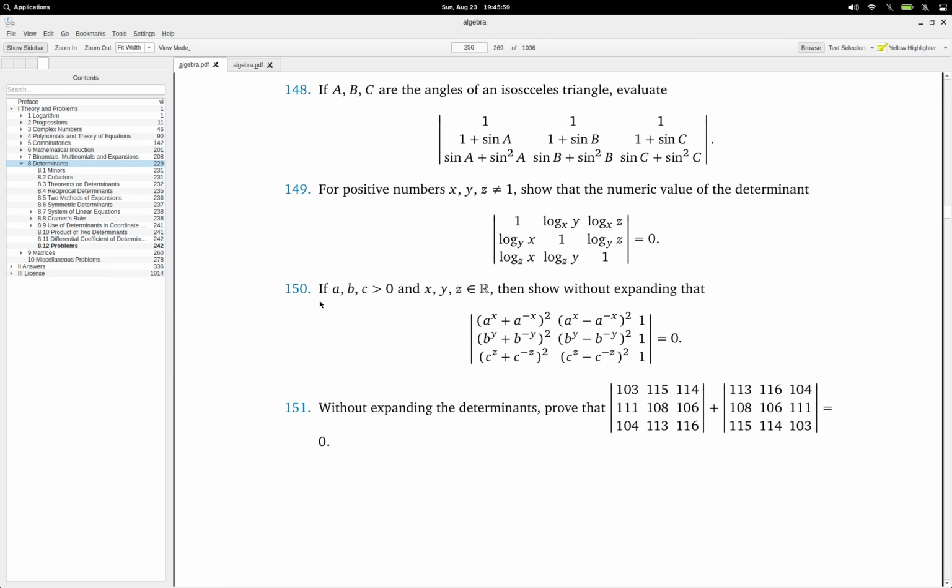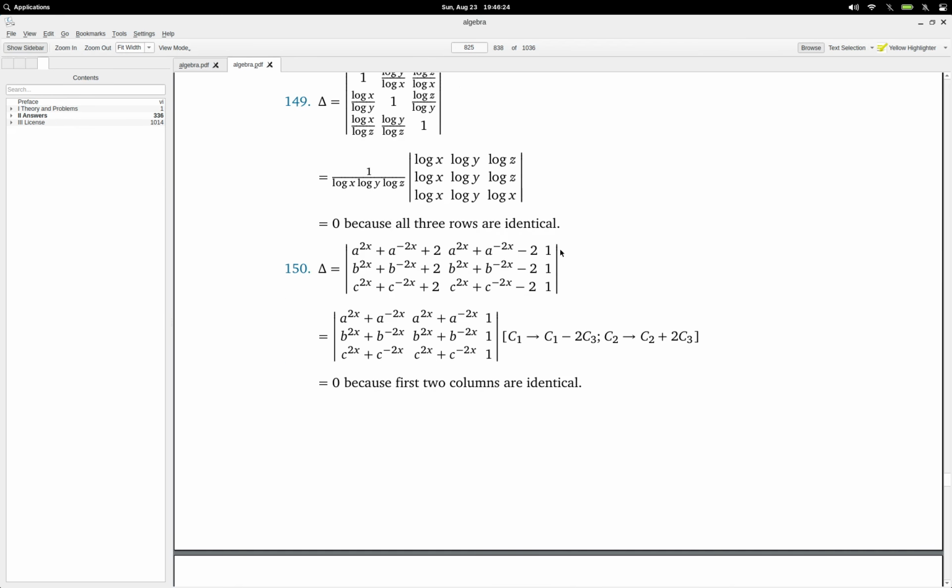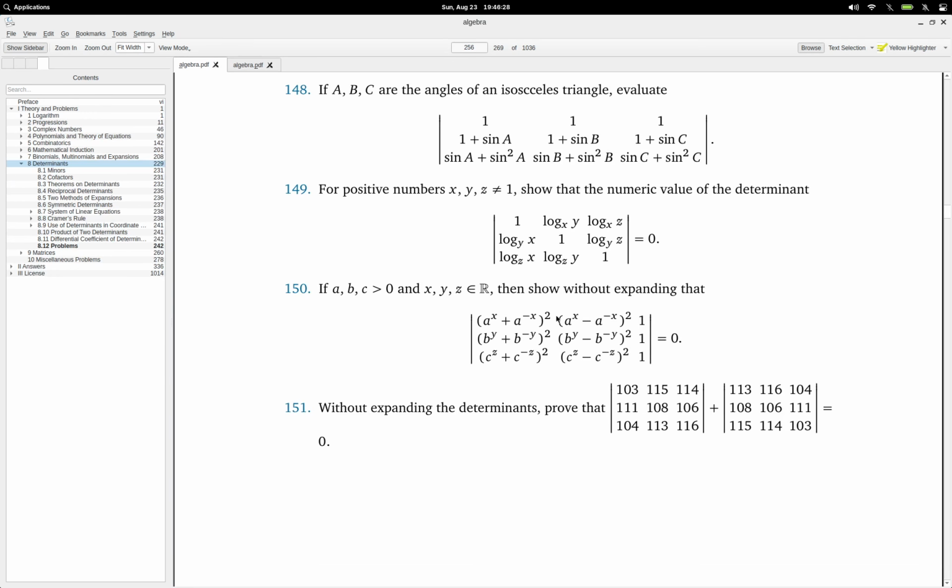Question 150 says that if a, b, c are greater than 0 and x, y, z belong to the set of real numbers, then we have to show without expanding that the determinant with first row (a to the power x plus a to the power minus x) whole square, (a to the power x minus a to the power minus x) whole square, 1, and then b and c with powers of y and z similarly, is equal to 0.